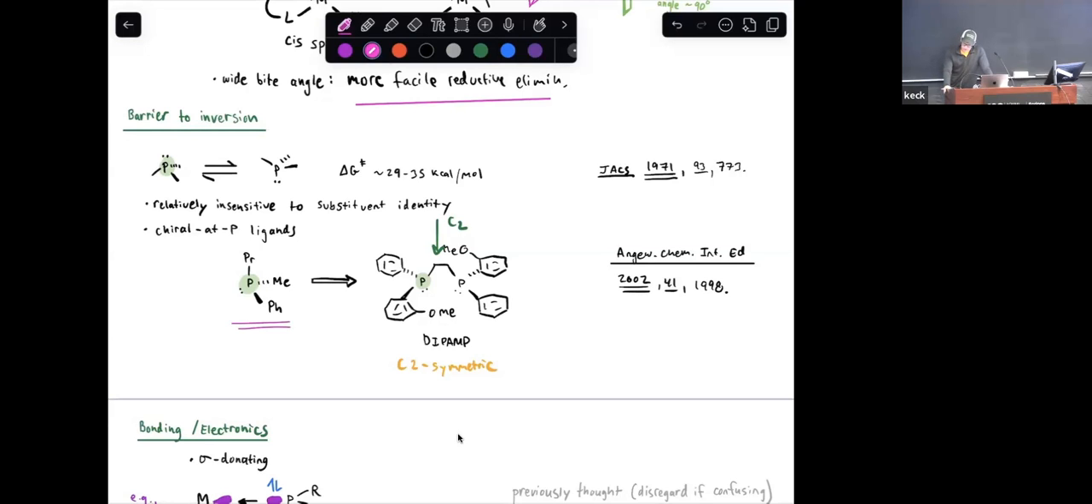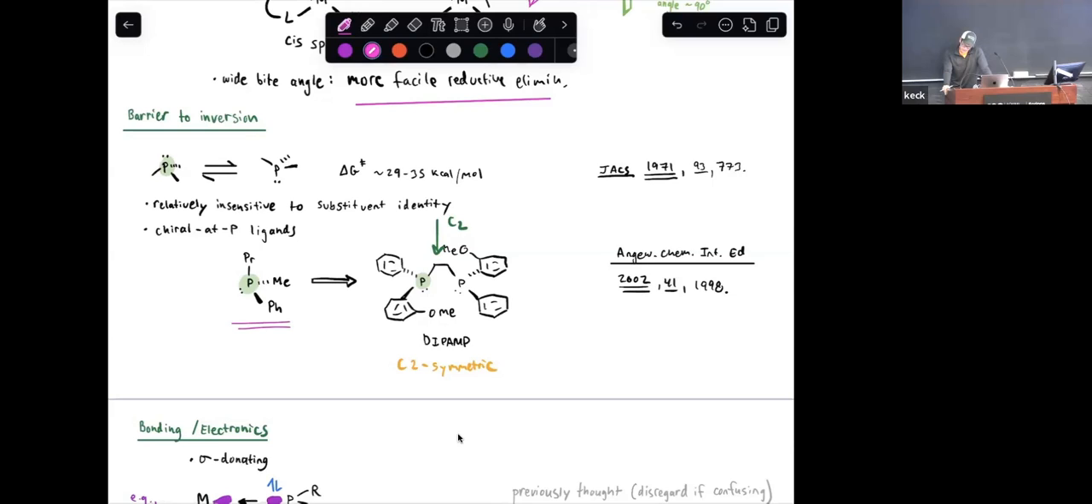So let's think about the timing here. Mislow made this observation in the 1970s. What we'll talk about in a moment is that Wilkinson's first discovery of triphenylphosphine as a ligand for homogeneous catalysis was in the 1960s. So people know that triphenylphosphine is a good ligand for homogeneous catalysis.